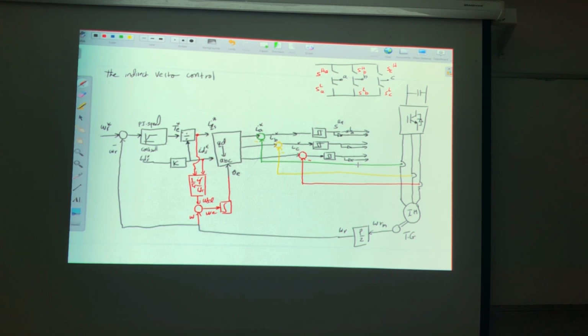Now, do you have any questions here? So if omega slip is equal to 1 over tau R, IQS over IDS, this means that the reference frame is catching what? The rotor flux.